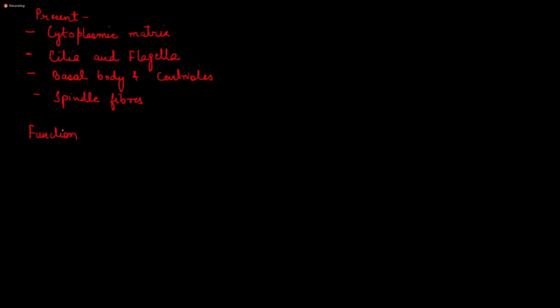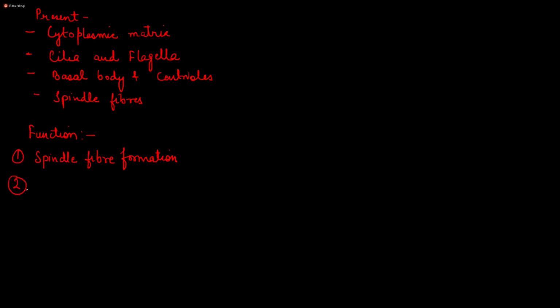So what are the functions of microtubules? The first function is spindle fiber formation. Now what is spindle fiber? Spindle fiber is a specific type of structure that has a role in cell division that you will see later. But for now, just remember that the microtubules are involved in spindle fiber formation, and this spindle fiber is involved in cell division.